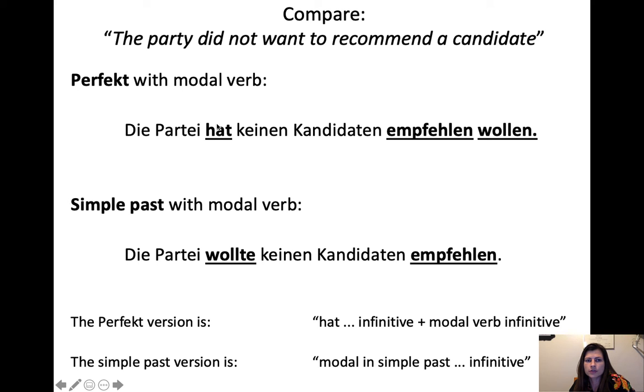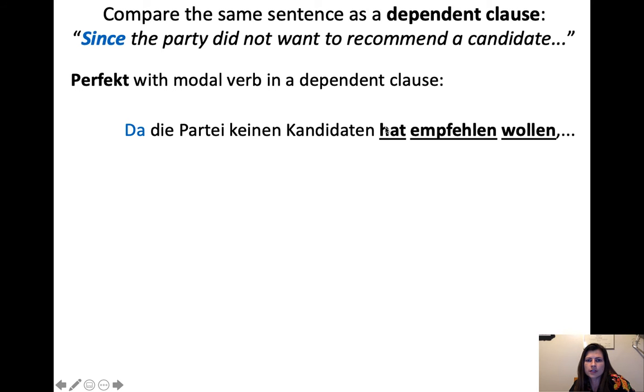That's the standard rule. So you would think that we would kick hat all the way to the end, but it's a strange situation and that doesn't happen. So hat actually just gets kicked this far, to right before the double infinitive. The double infinitive really wants to be last. So the conjugated version of the helping verb, hat, gets kicked only as far as right before the double infinitive. That's how we get da die Partei keinen Kandidaten hat empfehlen wollen.